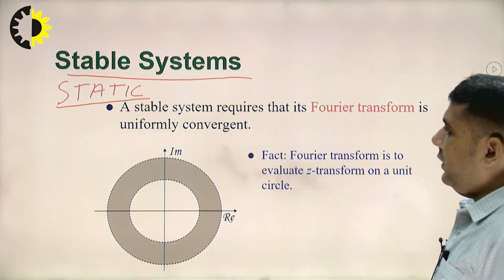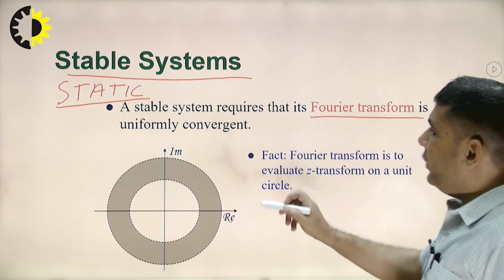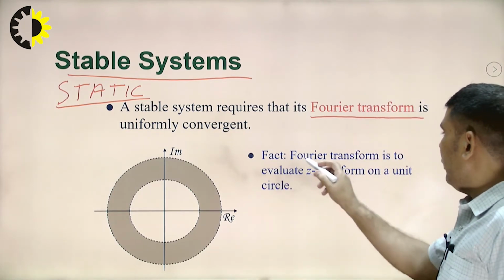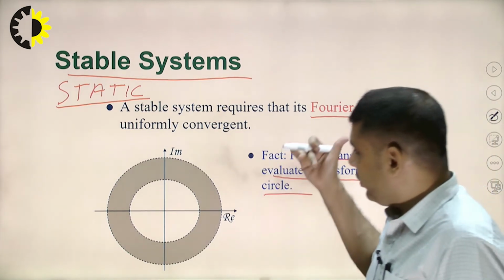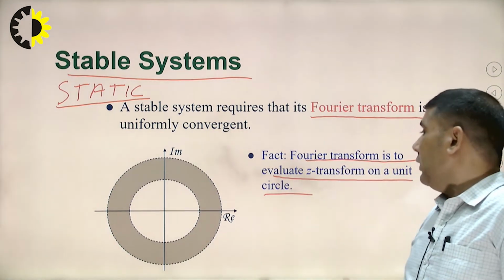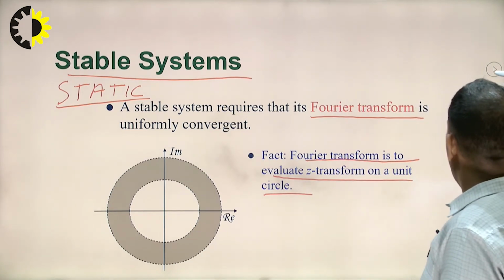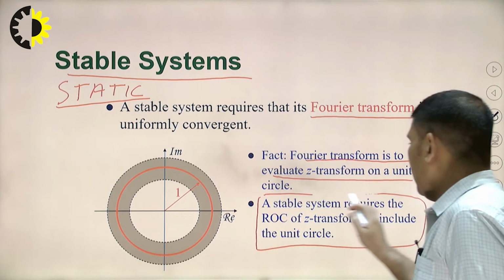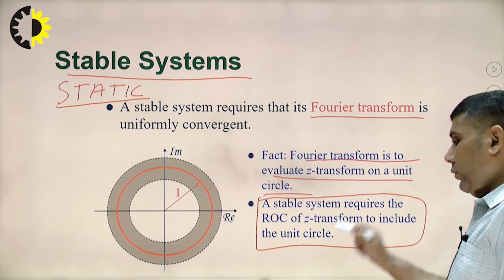So basically a stable system requires that its Fourier transform is uniformly convergent over a defined area. So you can say Fourier transform is to evaluate Z transform on a unit circle. If you conclude, then you can say Fourier transform is basically to find out the Z transform on a unit circle, a radius or area. So you can say, these are the definitions. A stable system requires the ROC of Z transform to include the unit circle.